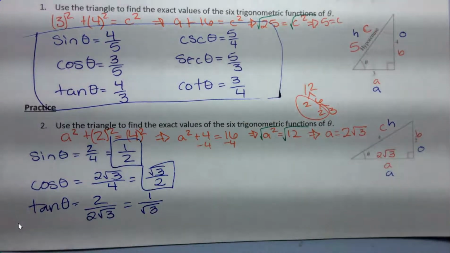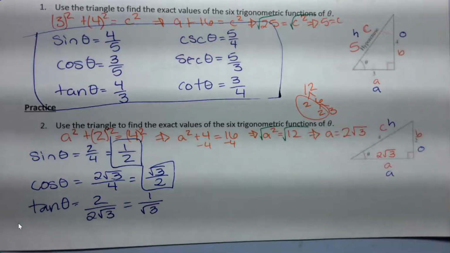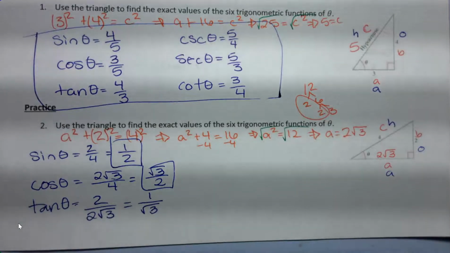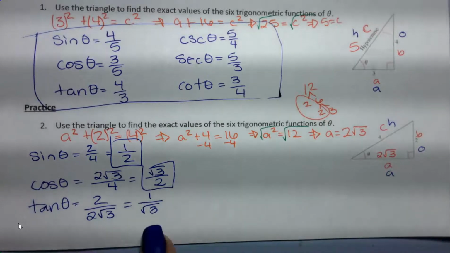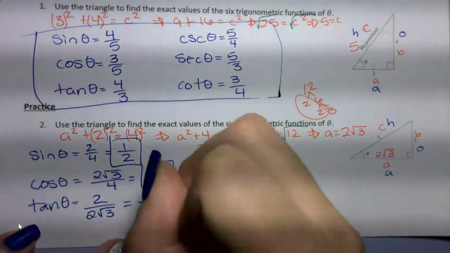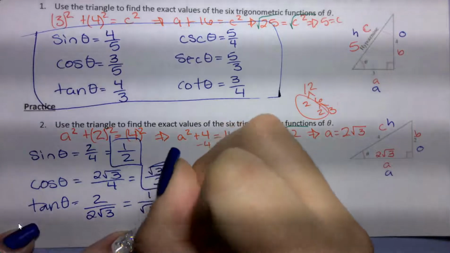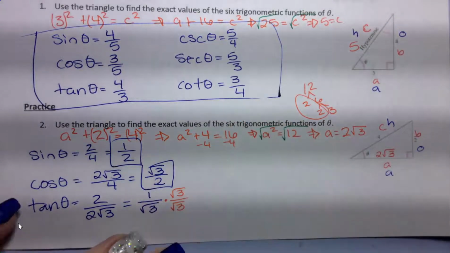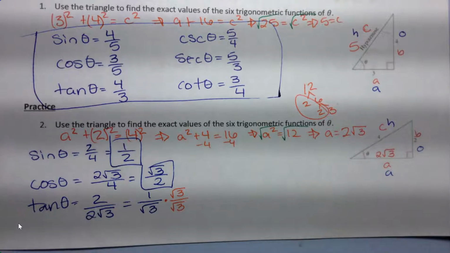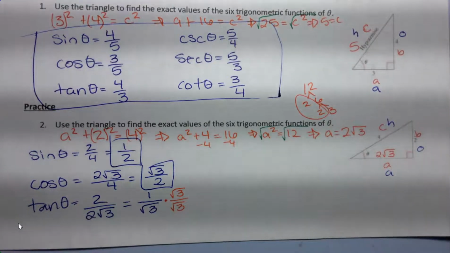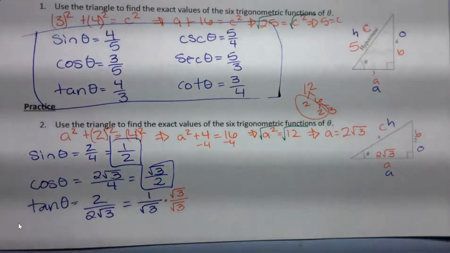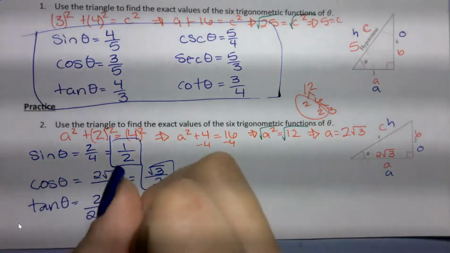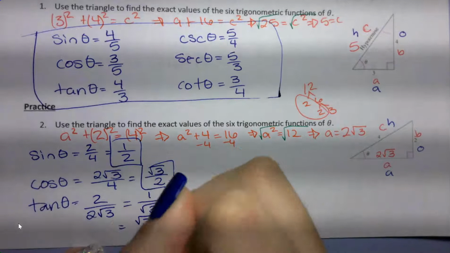Typically, when we are working with trig functions, we don't want to leave that radical on the bottom. So what I'm going to do is rationalize my denominator by taking this square root and multiplying both the numerator and the denominator by it. This doesn't actually change the value of the fraction, but it will get rid of the radical from the bottom of the fraction. So when I do this, it will give me square root of 3 on the top.